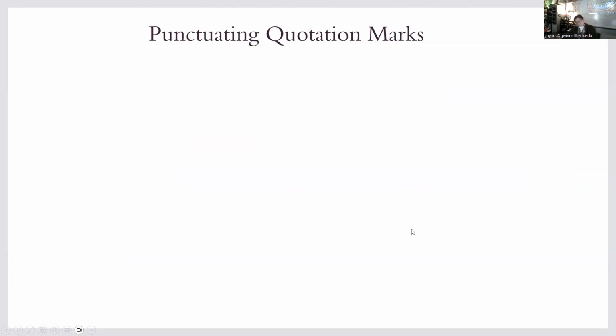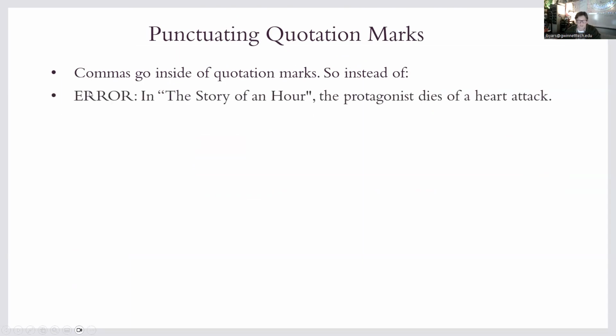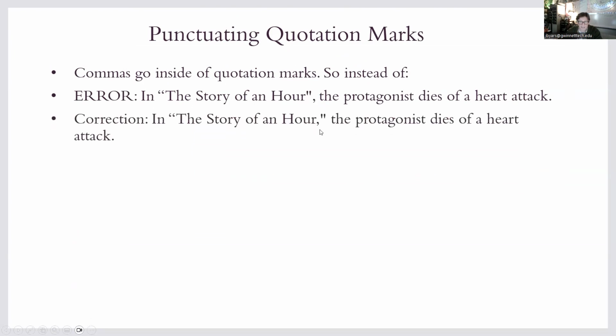Okay, so you're using quotation marks. How do we punctuate? Commas go inside of quotation marks. Periods go inside of quotation marks. All punctuation, for the most part, goes inside of quotation marks. So here's an error: In "The Story of an Hour", the protagonist dies of a heart attack. This is an error because this comma should not be on the outside of this quotation mark. It should be on the inside.